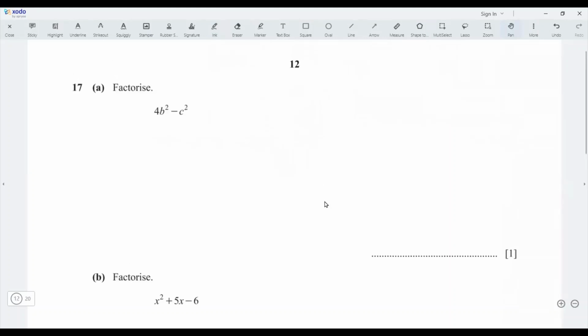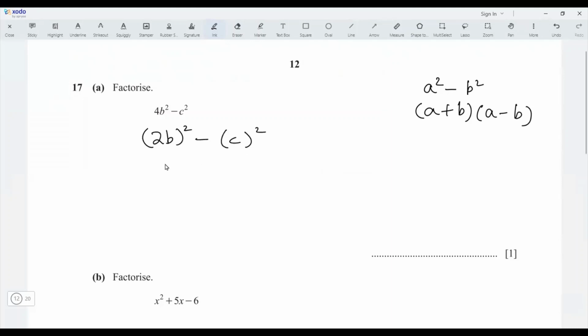The next question is an algebra question where we have to factorize. When two terms are squared and there is a negative sign in between, we apply the identity a squared minus b squared, which equals a plus b times a minus b. Here, 4 is the square of 2, b squared is the square of b whole squared, and c squared is the square of c. So it's a plus b, where a is 2b in this case, so 2b plus c times 2b minus c. This is the answer. It has just 1 mark. If you have done it directly, that will be fine as well.